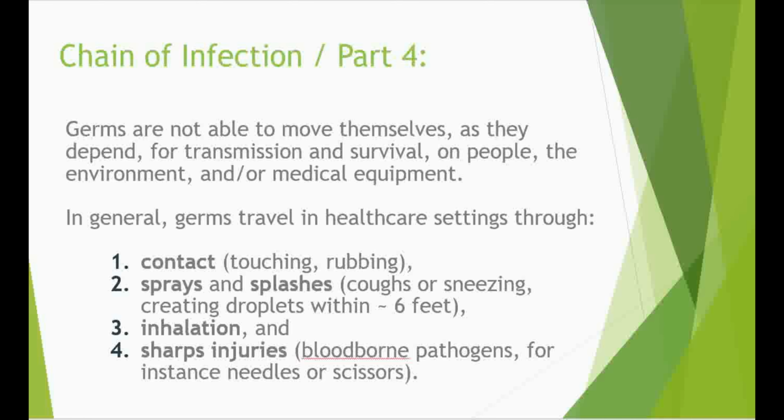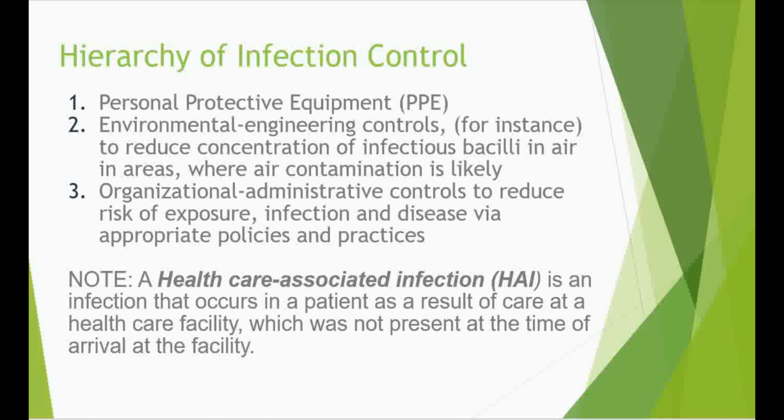Now, if you think about the hierarchy of infection control, we think about multiple ways to protect ourselves. Those are few examples that will be further illustrated. Number 1, our personal responsibility as healthcare providers to wear PPE or personal protective equipment, such as gloves and surgical masks. Number 2, the environmental engineering controls, as an example here, to reduce concentration of infectious bacilli in air in areas where air contamination is likely. This is an example that the healthcare facility itself has to implement.